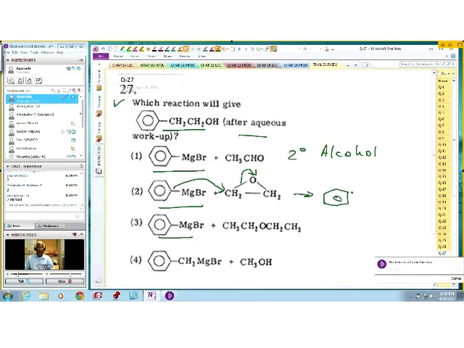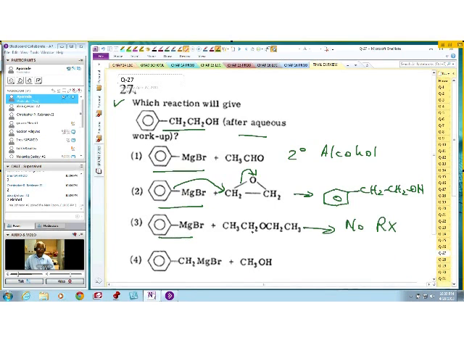That's what the Grignard will do with ethylene oxide. Here, the Grignard does not react with an ether. Here, no reaction. This is an ether. Grignard does not react with an ether.